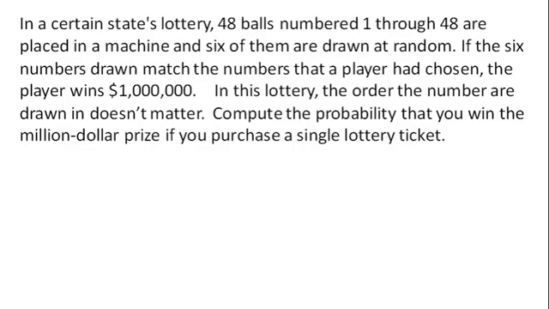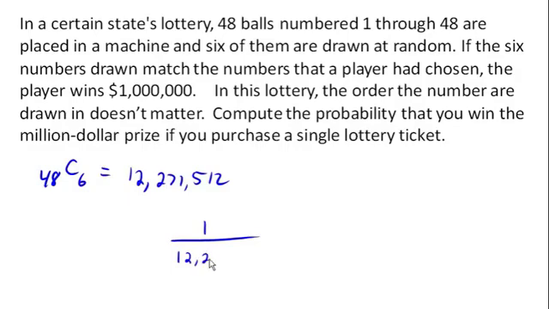So the first thing we need to know is how many possible outcomes there are. From 48 different numbers, we're going to choose 6 of them, and order does not matter, which is why we're using combinations. And so we end up with 12,271,512 different 6-number outcomes. Now, if you have one ticket, then you have one outcome, and so your probability of winning is 1 out of 12,271,512, which is a really, really small number. And so that's the probability of winning the main prize.